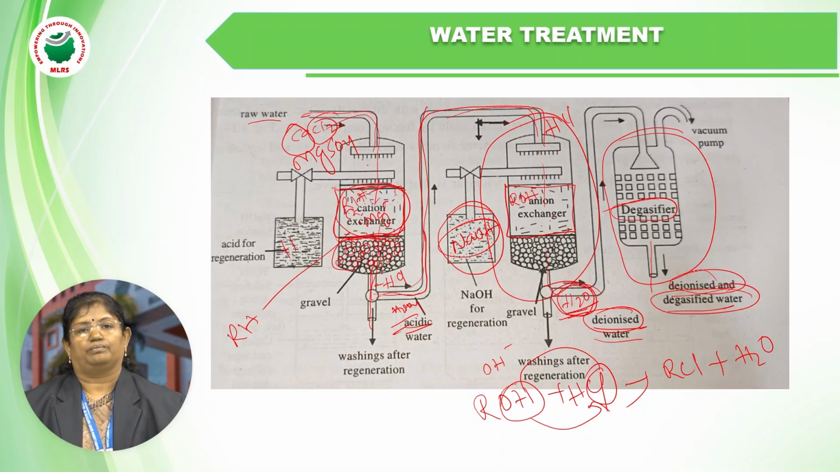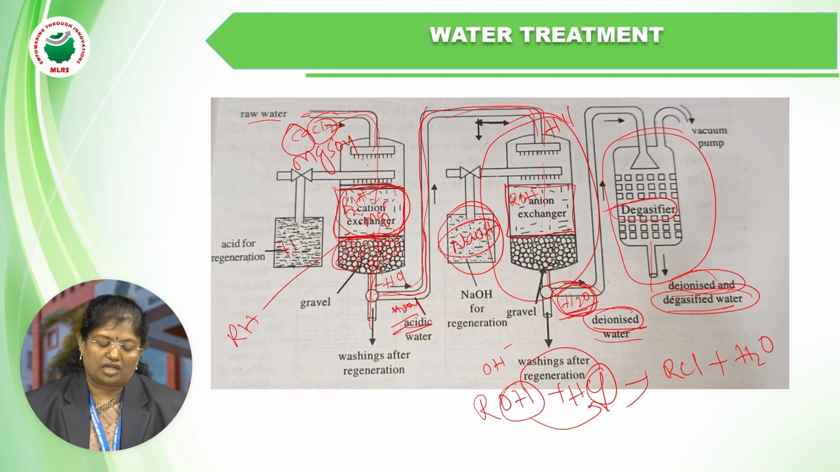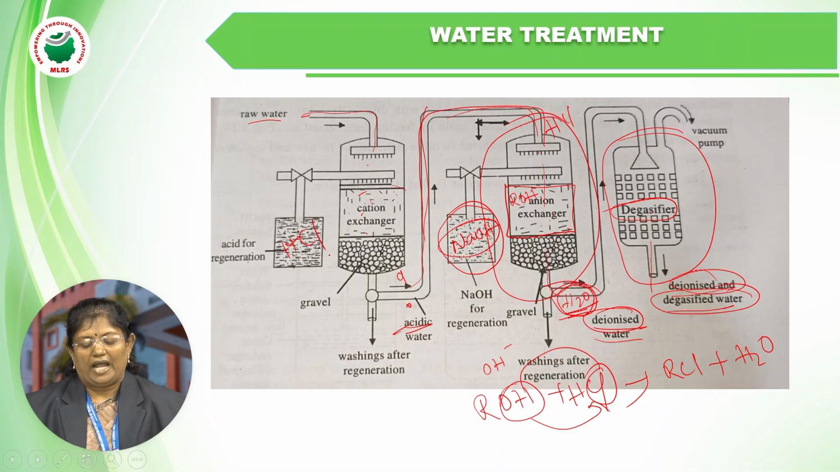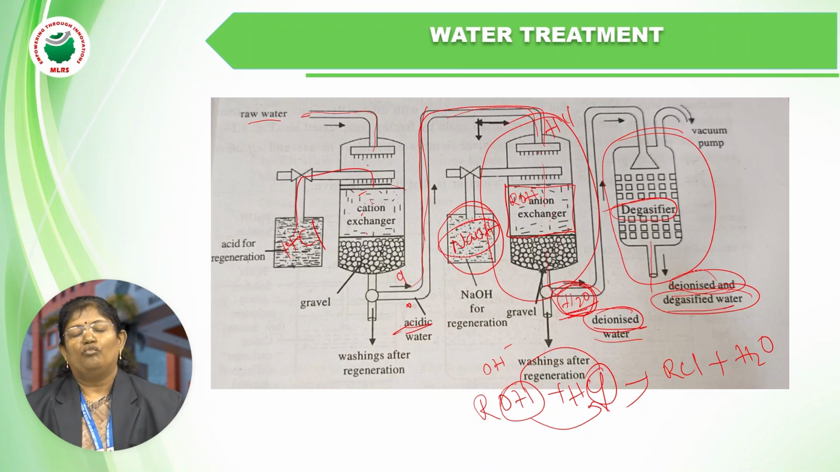What is the meaning of regeneration? Coming to this chamber, it plays a role here. This cation exchanger is filled with H plus from HCl, as I said. When the exhausted cation exchanger is washed with H plus in the form of hydrochloric acid or sulfuric acid, H2SO4, what will happen?